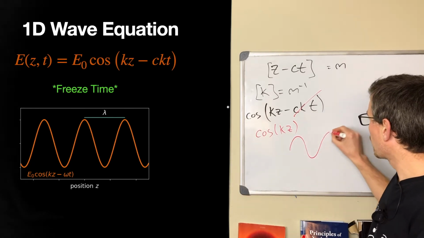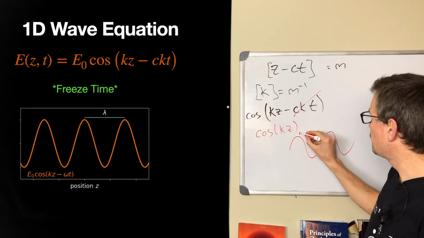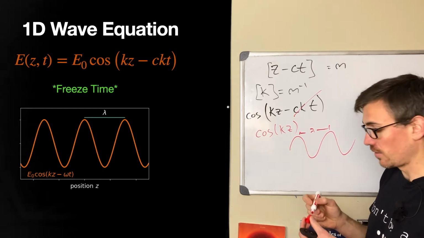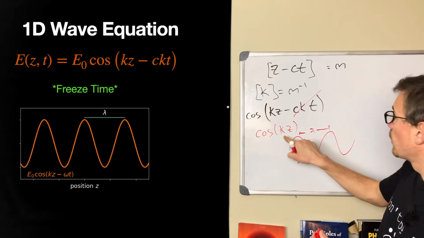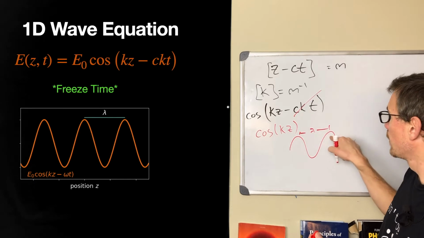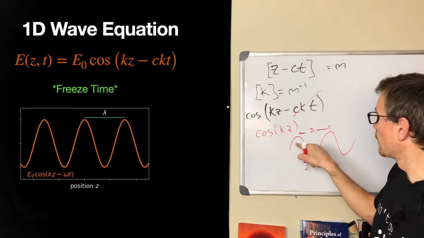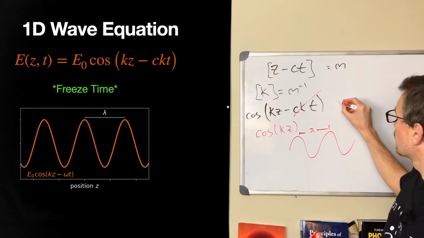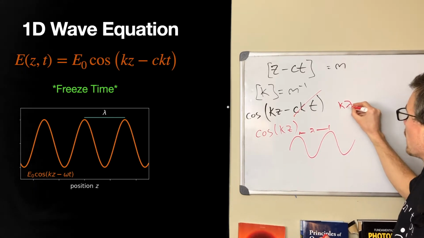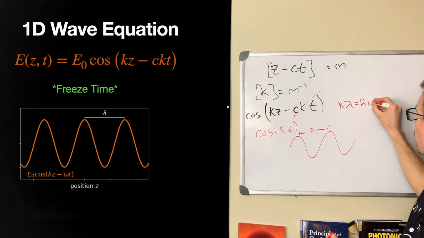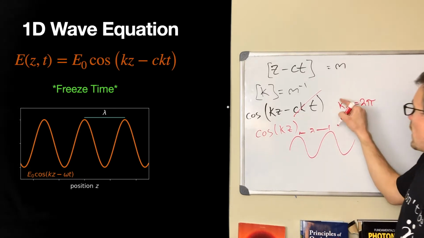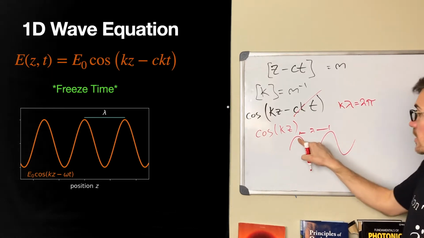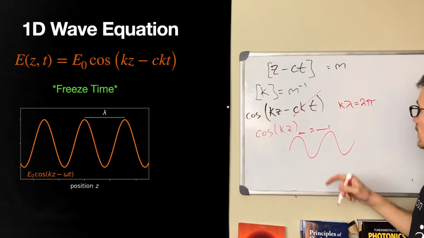And we can see we have this argument here, and the spacing between it, we're going to call that lambda. That's the wavelength, okay? So whenever this thing is equal to 2 pi, it repeats itself, right? So the spacing between the maxima is when it repeats itself. So we have k times lambda is equal to 2 pi, right? So in general, k times z is the phase. Now we want k times lambda is equal to 2 pi. That is, by definition, the distance over which it repeats itself.